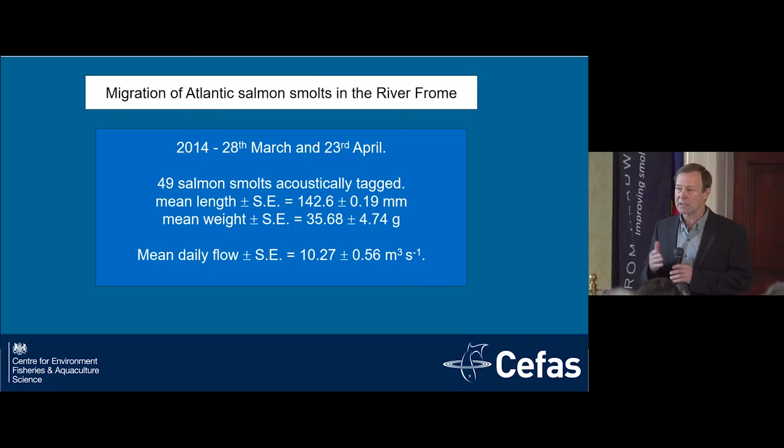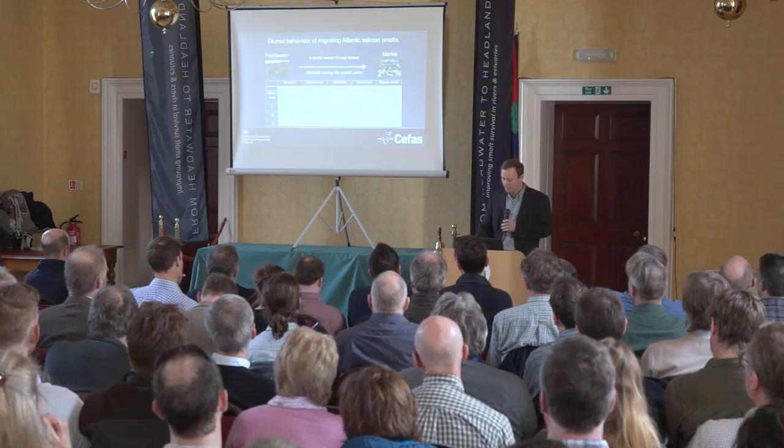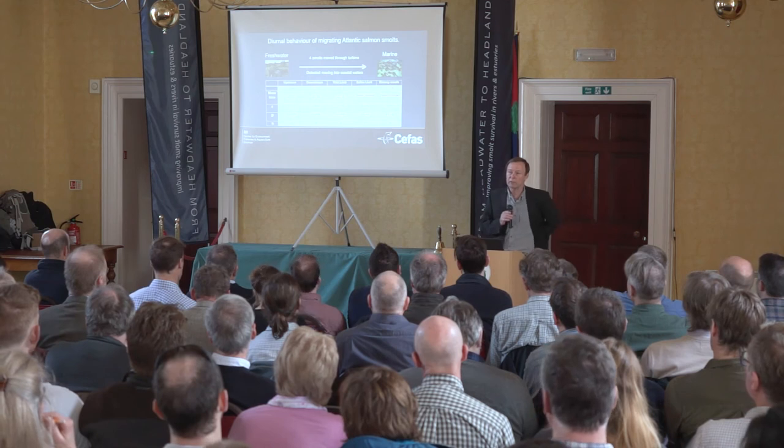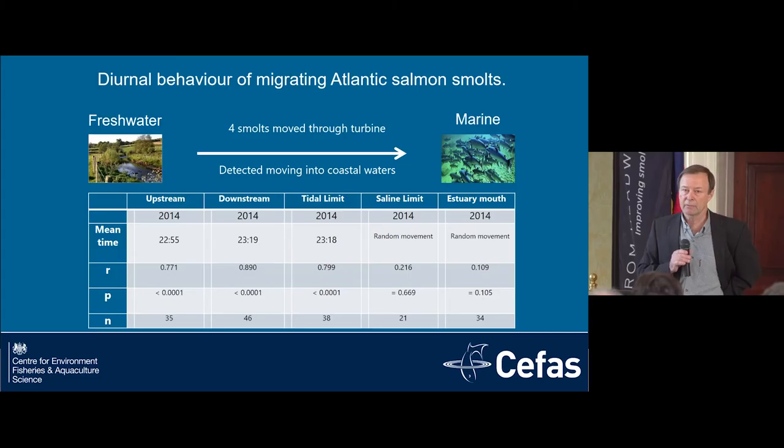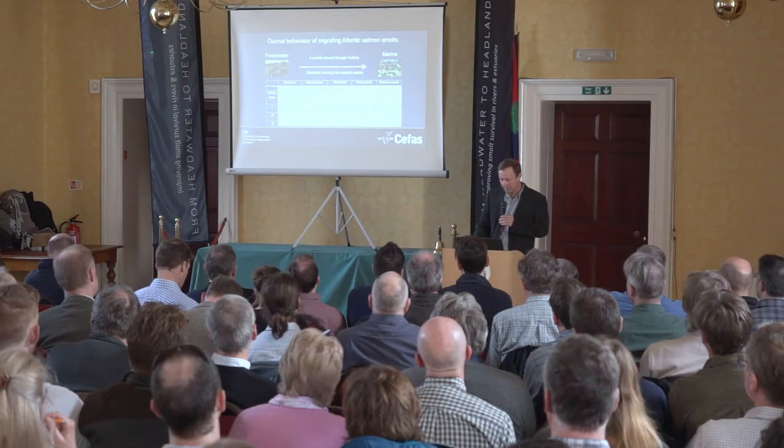One particular year we tagged 49 salmon smolts, quite small smolts, that's why we used the 180 system. And they tended to move principally when there was a higher flow rate, which is common in a lot of smolt populations throughout England and Wales. In general, we found that only four of our fish moved through the turbine. These were then recorded moving through Poole Harbour and out into coastal waters. And again, movement tended to be mainly nocturnal in the fresh water, but more random as they moved through the saline limit and out to the estuary mouth.